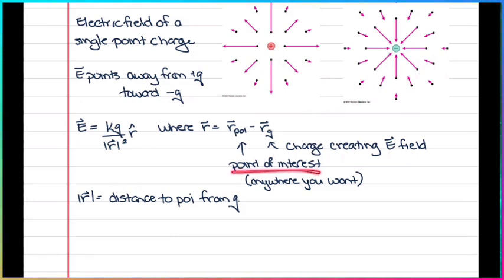So again, this point of interest can be anywhere you want. There doesn't have to be a charge there. If there is a charge there, then we can also calculate the force that charge feels. But again, we're now focusing on just the electric field that this Q creates.